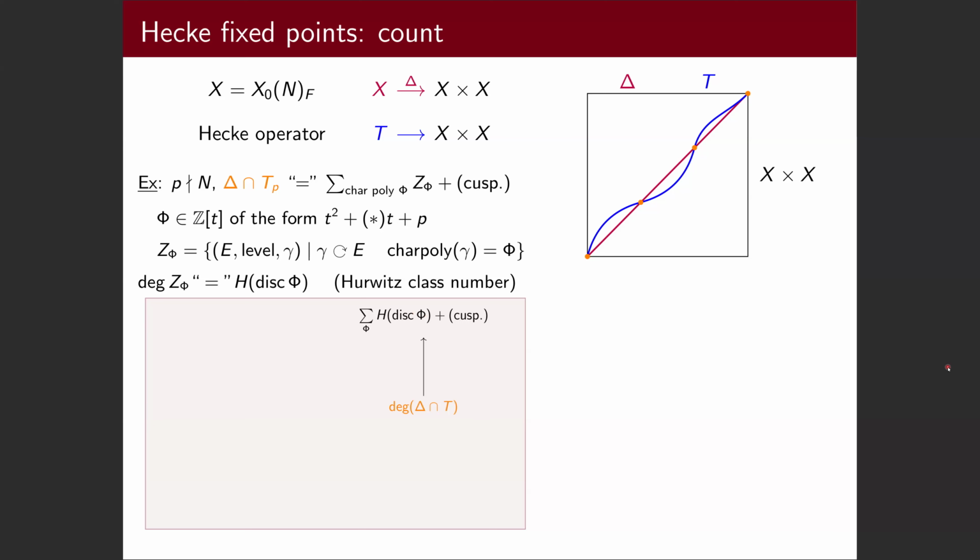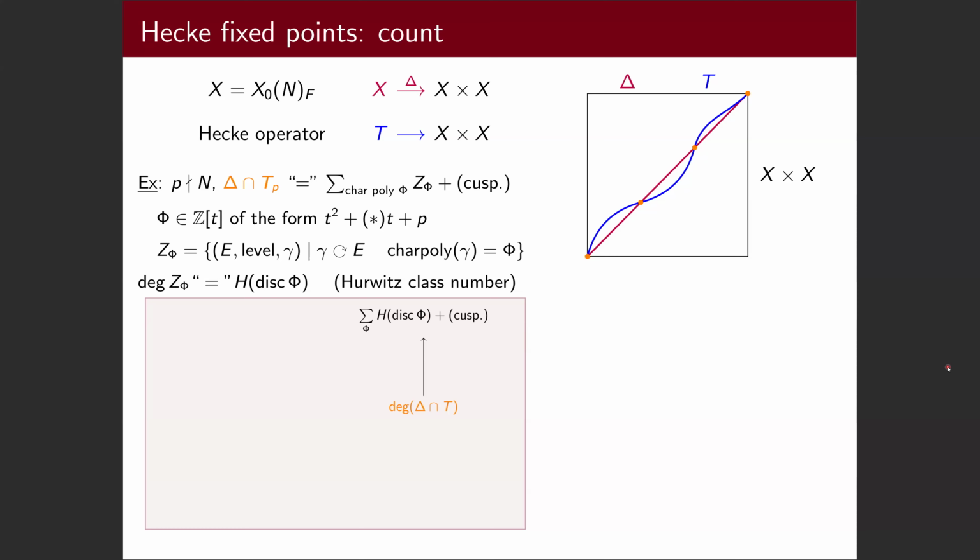So the degree of this intersection can be expressed as a sum over CM cycles. Okay, so as a sum over these Hurwitz class numbers up to something depending on the level, as well as some cuspidal contribution coming from cuspidal fixed points. So that's one way to compute this intersection number. But there's another way to compute this intersection number coming from Lefschetz's fixed point formula.